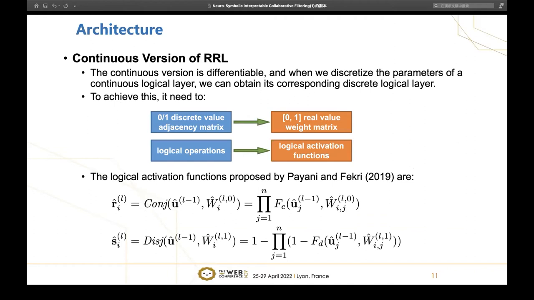The continuous version is differentiable, and when we discretize the parameters of a continuous logical layer, we can obtain its corresponding discrete logical layer. To achieve this, it needs to transfer the discrete values in the Johnson matrix to a real-value weight matrix and change the logical operators into logical activation functions.